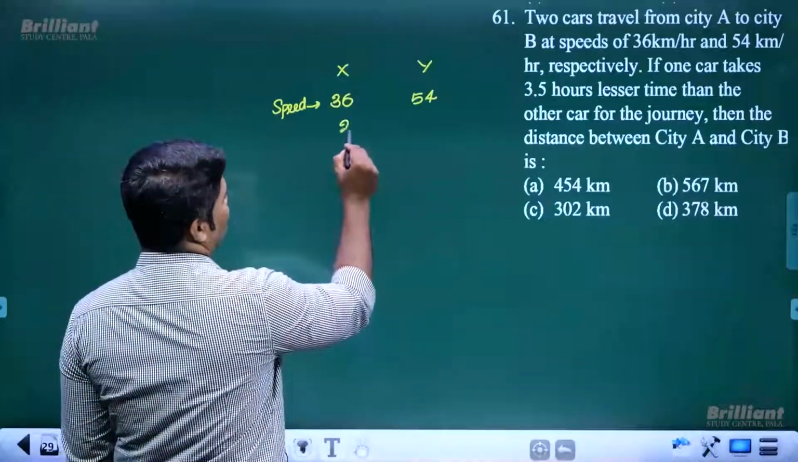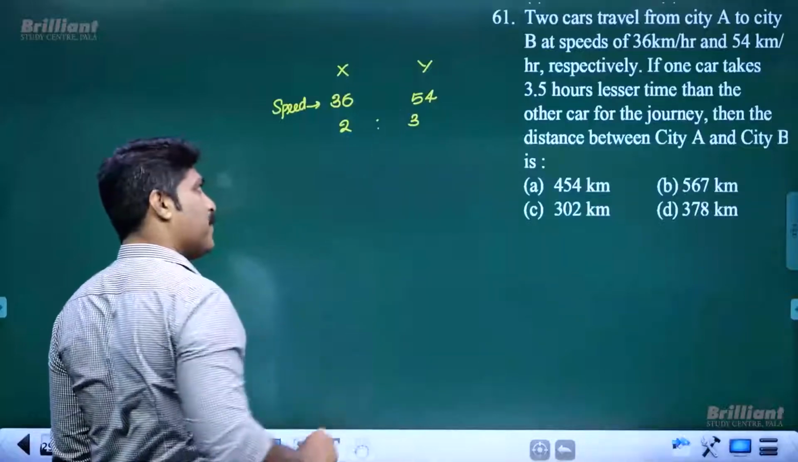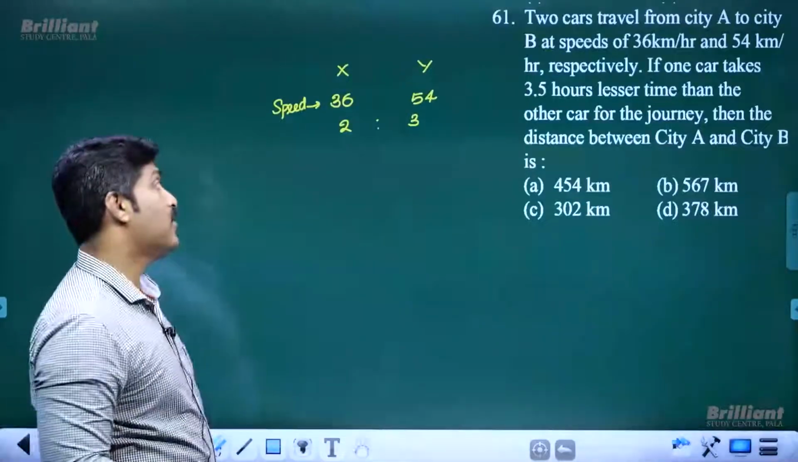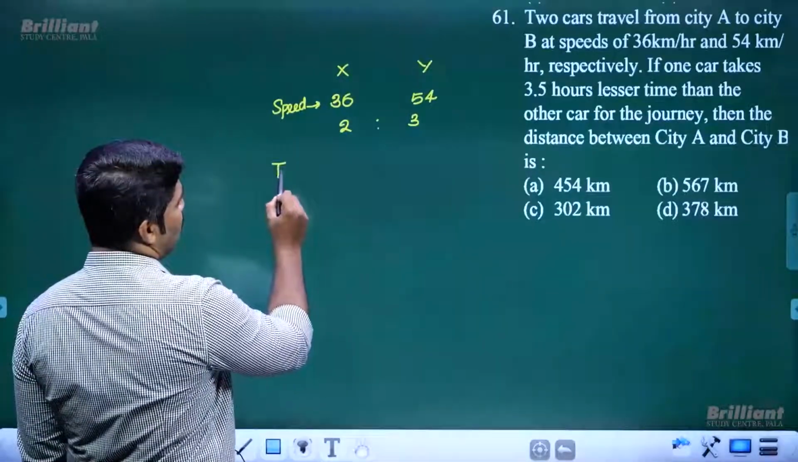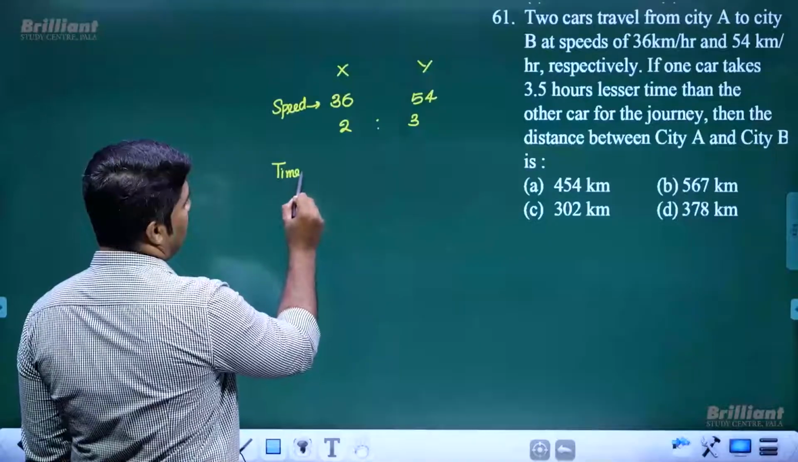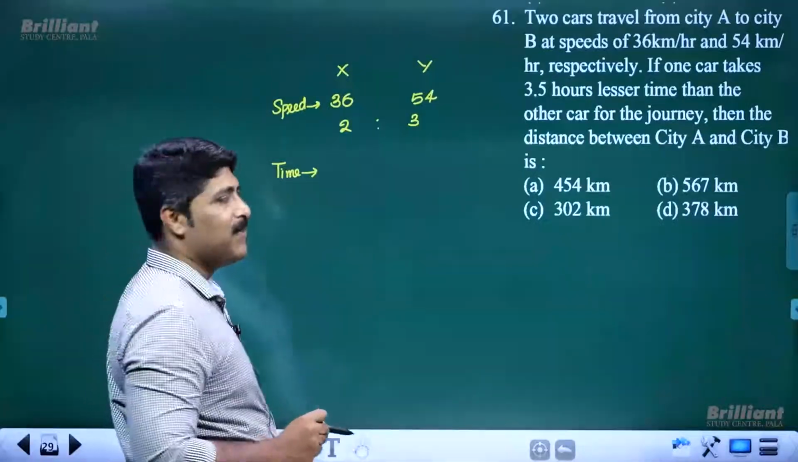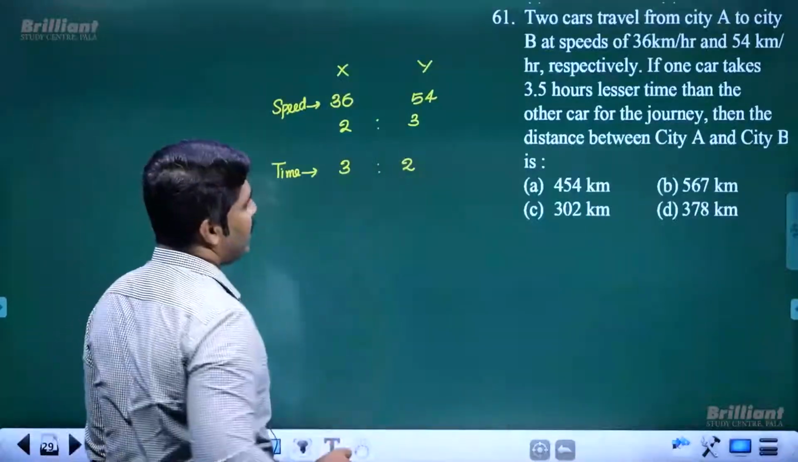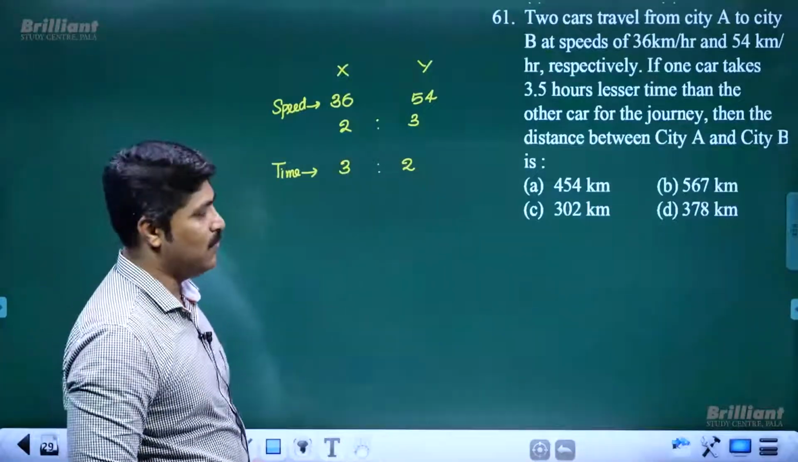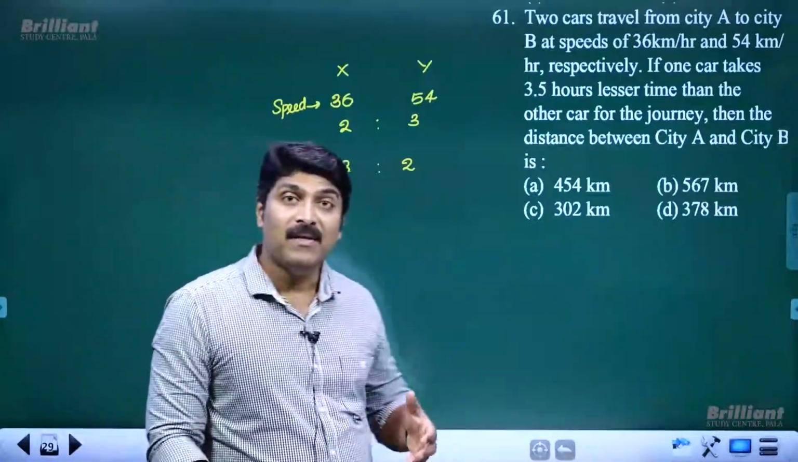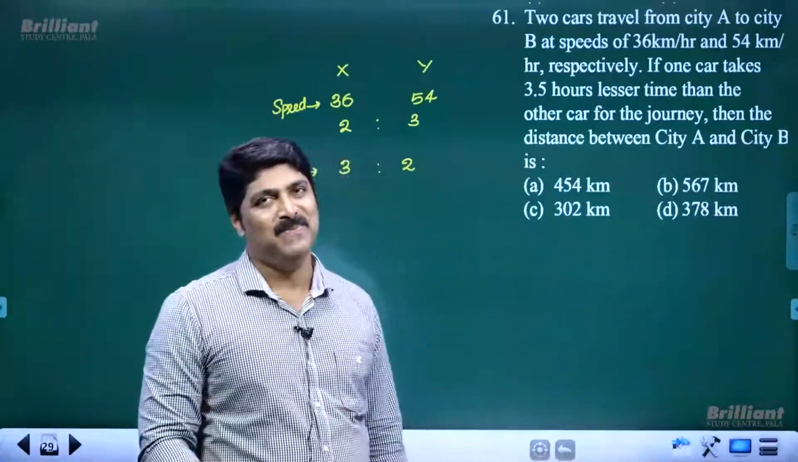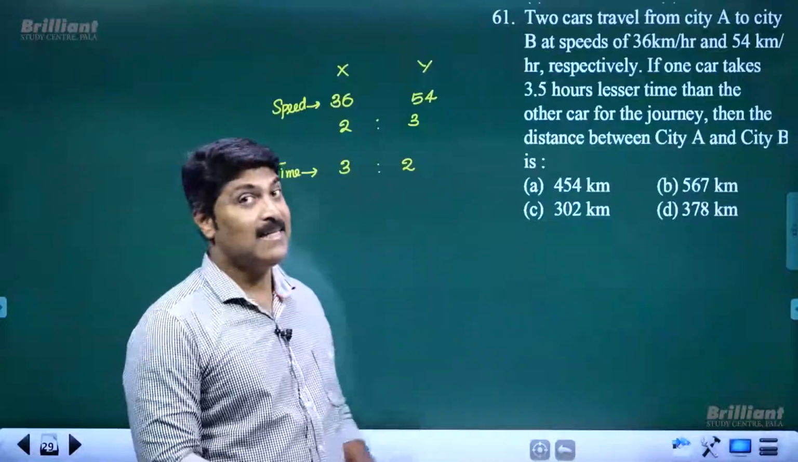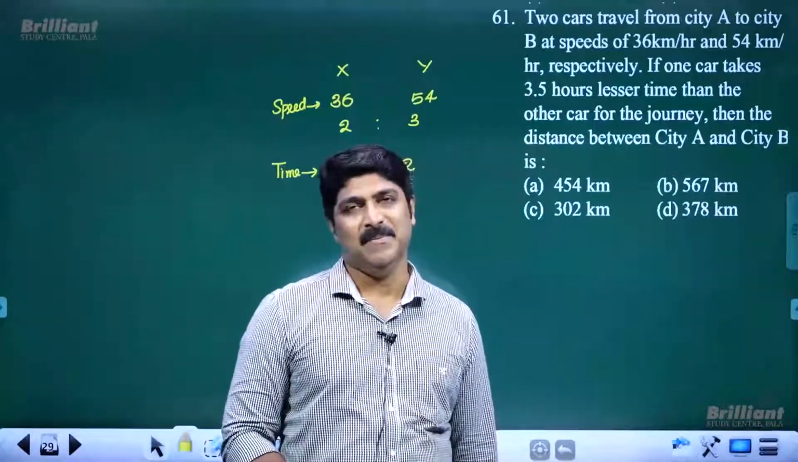So this is 2 into 3. Once we got the ratio of speeds, we can convert it into the form of ratio of time. How can we write the ratio of time? That is the reciprocal or the inverse of these two, that is 3:2. Why did we convert it in the form of time? Because our question's trick is related to time.